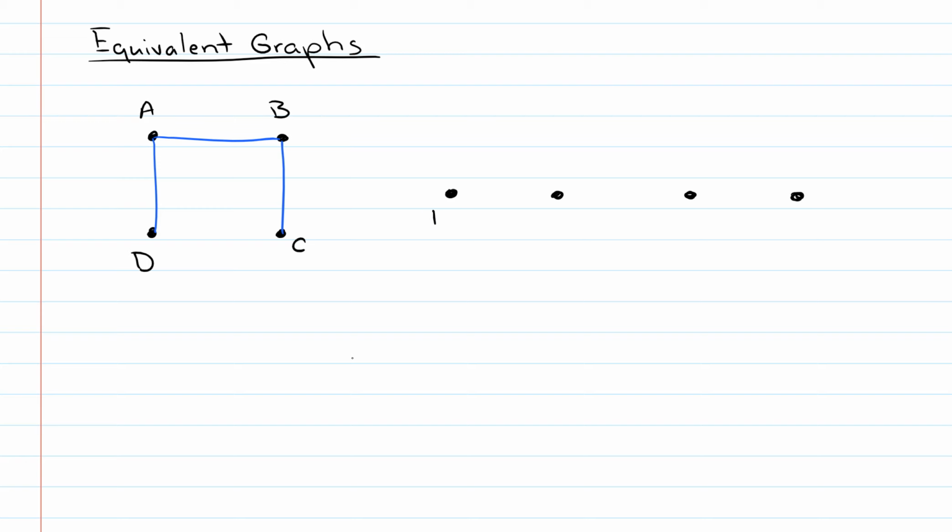So I'm going to call this D, A, B, and C, and I'm going to connect from here to here to here. All I did basically was flap all the flaps out and call it the same thing. So two graphs are equivalent when they've got the same number of vertices and the same edges between those specific vertices.